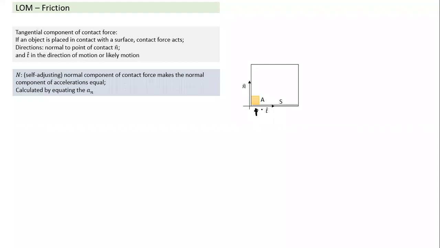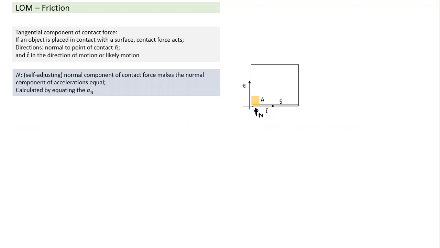So can we define how the contact force changes? Here is a simple way to define it. What does the normal component do? When we talk about there being two objects, the object and the surface, the normal component makes the normal components of their accelerations equal. That's the role of the normal component. As long as they're in contact, the normal components of acceleration have to become equal. And we can calculate the value of normal reaction by using that condition.